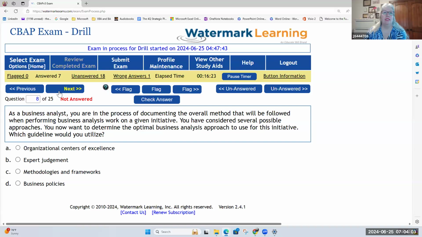Okay, next. As a business analyst, you are in the process of documenting the overall method that will be followed when performing business analysis work on a given initiative. You've considered several possible approaches. You now want to determine the optimal business analysis approach to use for this initiative. Which guideline would you utilize? So guidelines are in every single task, and the process of documenting the overall method is your planning, right? So you're going to use the organizational centers of excellence, expert judgment, methodologies and frameworks, or business policies. So in the task, which of the guidelines are you going to be using?